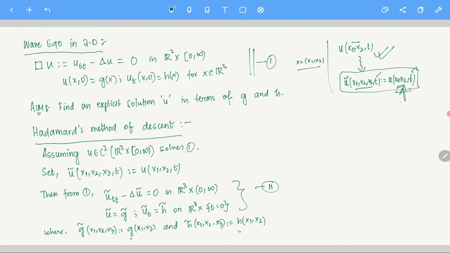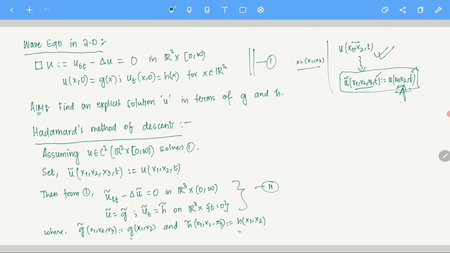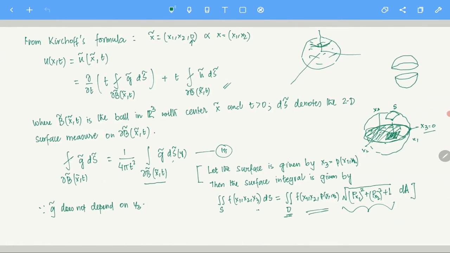Let us assume that there is a solution. If there is a solution, what will it look like? That is our question. So u tilde is given by u. Now this is Hadamard's method of descent. We are using this trick of going from n equals 3 to 2. Once you use that trick, you write this equation in terms of u tilde, equation 2. You know the formula for equation 2. The formula is given by this.